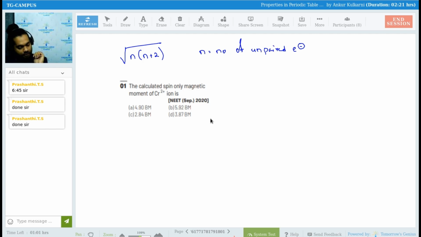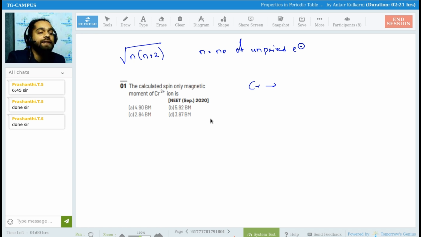Yes, Kevin, come on, solve it. Chromium, what is the atomic number of chromium? Kevin, Prashanti, Anthony, what is the atomic number of chromium? Kirtini. Kevin, what is the atomic number?